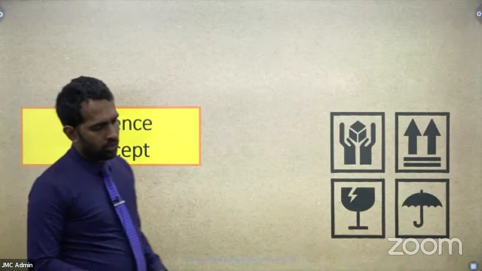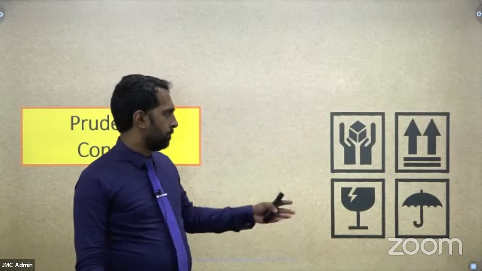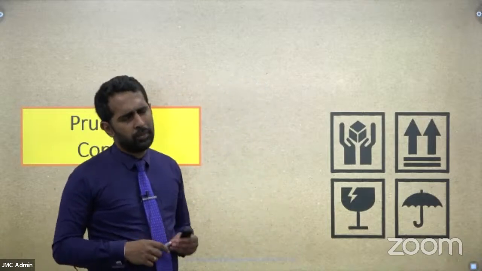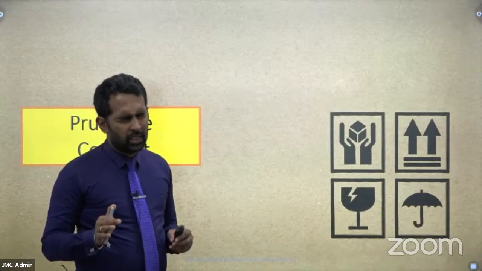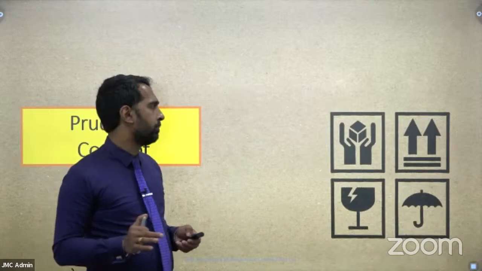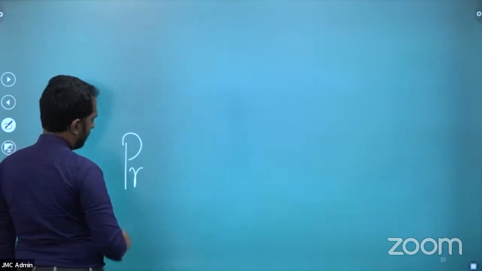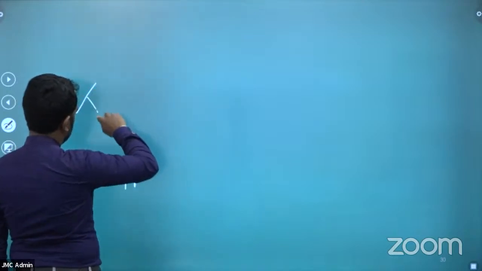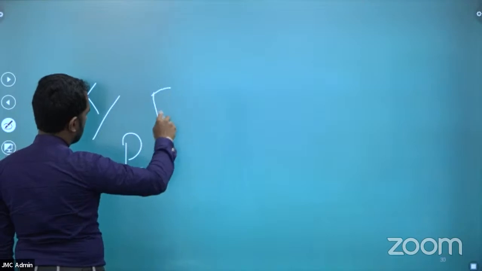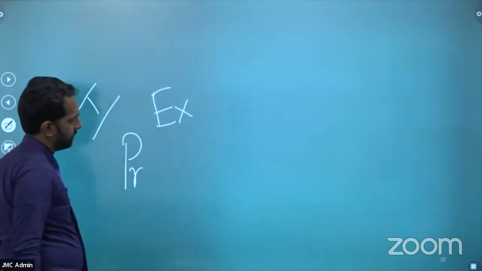Right, so that we are going to move on to the prudence concept. Prudence concept means, it's very, very easy to understand the prudence concept. Something like this. When we calculate the profit, it consists of one side income, other side expenses.